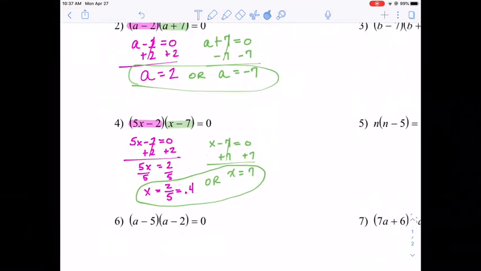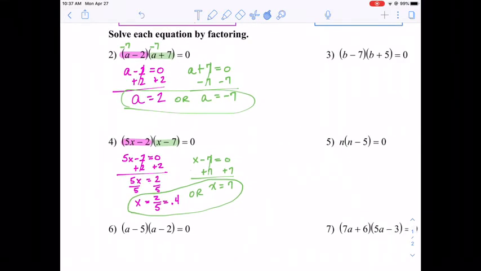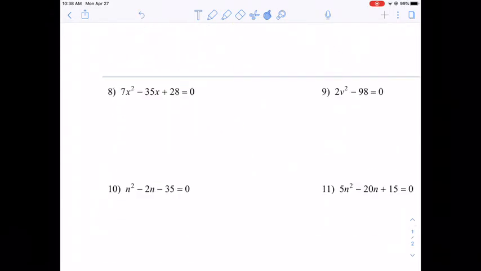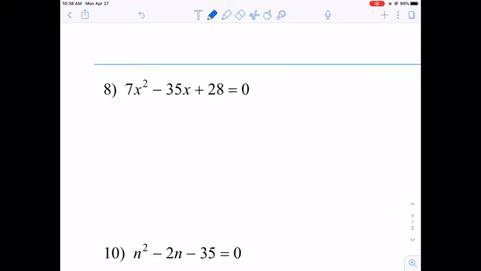In these two examples that I just did, the terms were already factored. They had already broken them down into binomials that multiplied together. But in the last section, starting with number 8, you have polynomials that have not been factored yet, so you're going to have to factor them before you try to solve them. So let's look at number 8.